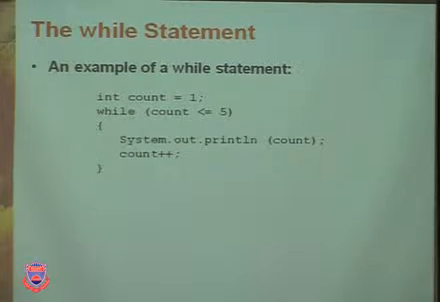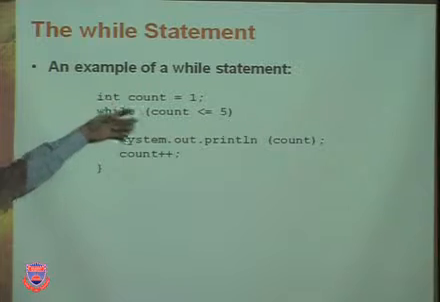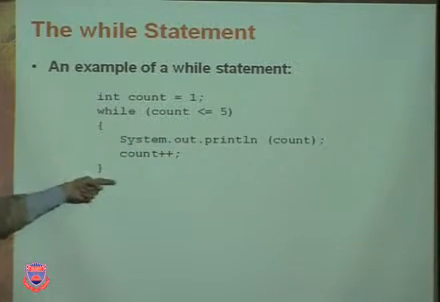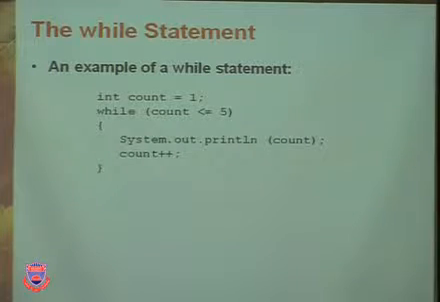So how many times is it going to execute this loop? It's going to execute for 1, and then 2, 3, 4, and 5. When it's 5, it's also going to execute. Whenever it becomes 6, it will exit the loop and continue from the next statement.